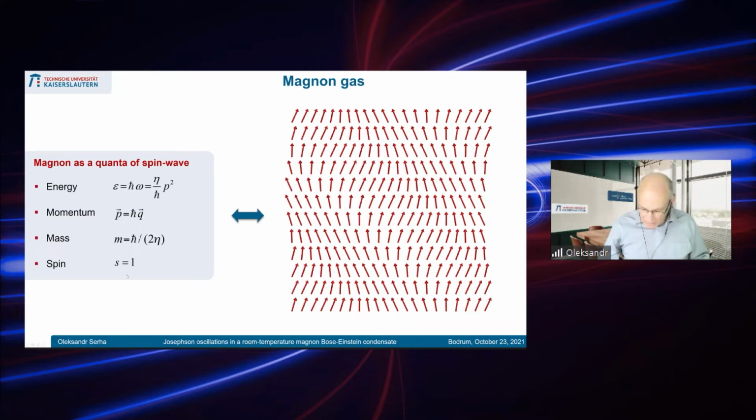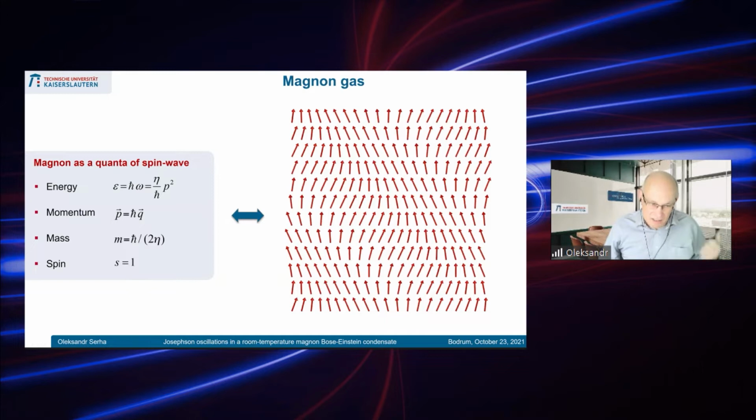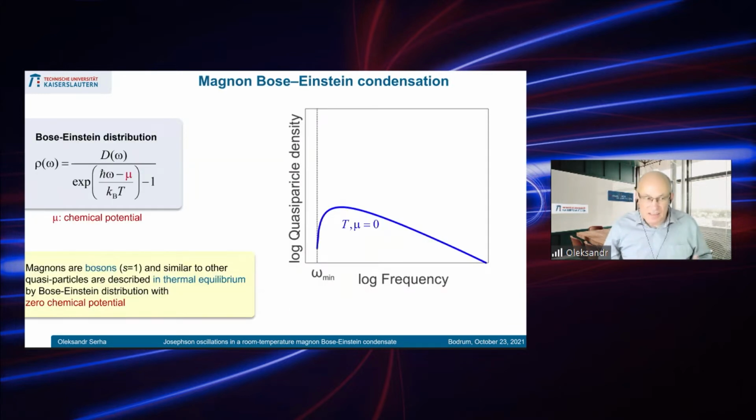And lastly, I would say that our magnon has a spin 1. So we have spin 1/2 up, and after the flip of the electron spin down, minus 1/2, the total spin of our quasi-particle is 1. And it means that magnons are bosons with spin 1, and similar to other quasi-particles of such type and other bosons, real particles, for example, magnons are described in thermal equilibrium by the Bose-Einstein distribution, and here you can see this Bose-Einstein distribution, also very well known, where D is the density of states and mu is the chemical potential.